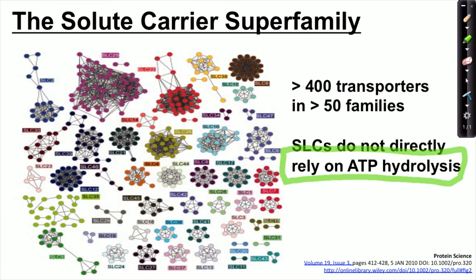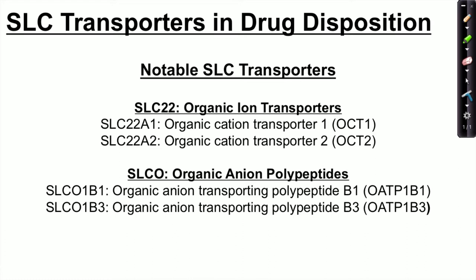Now, as clinical pharmacologists, you have to keep your eye on many of these transporters because many of them will be drug targets, and many of them may play a role in drug disposition. But I have today focused very clearly this lecture on transporters that play an important role in many different drugs. So we won't have to think about every one of these 400 or so transporters in the SLC superfamily. Notable SLC transporters that I will be talking about today are transporters in the SLC22 family, or organic ion transporters.